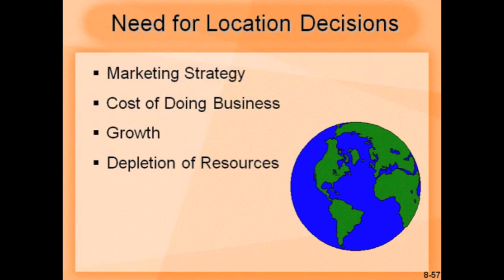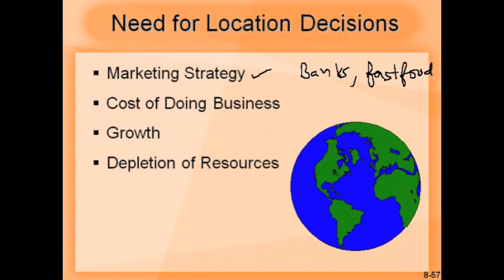Now, the need for location decisions comes from several factors. First one is marketing strategy. So it depends on what kind of marketing strategy, which is linked again to the organizational strategy a company is pursuing. You can think of examples like banks or maybe fast food chains. So their strategy could basically be customer convenience. So based on that, they may make their location decisions.